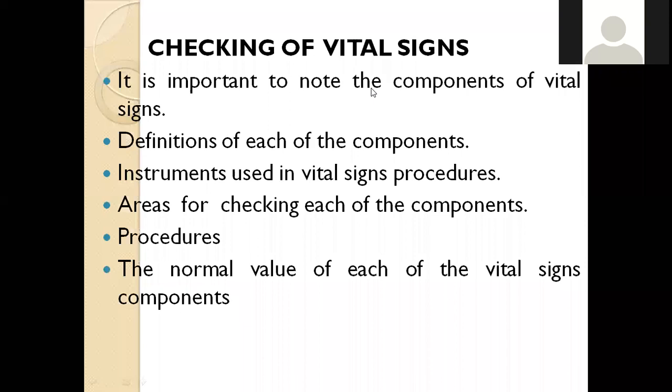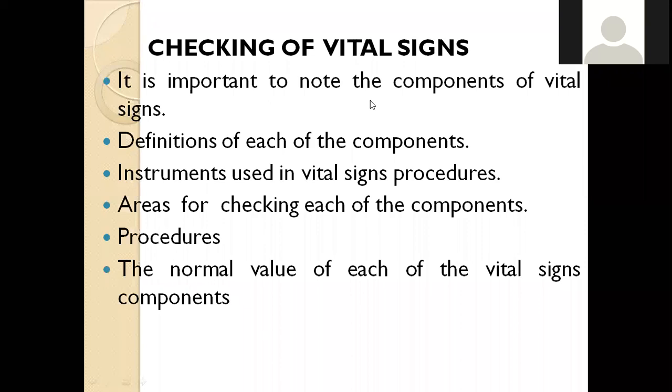So moving on, I want to quickly look at checking of vital signs. What are the things you need to know in checking of vital signs? You have to know the components of vital signs, which are the temperature, pulse, respiration, and the blood pressure. The definition of each of the components, for example, a pulse, you say is a wave of elongation and distension. So you have to know the definition of each of the components.